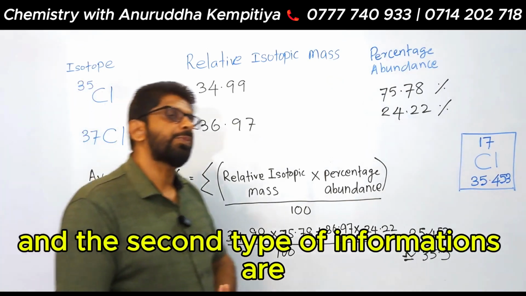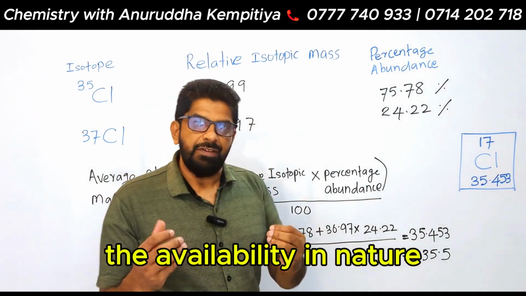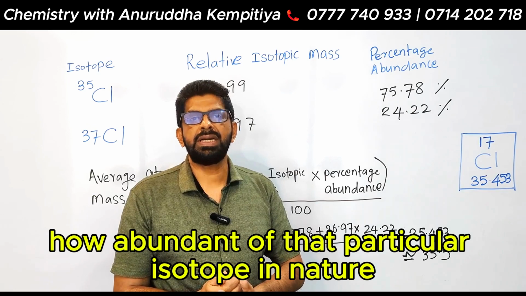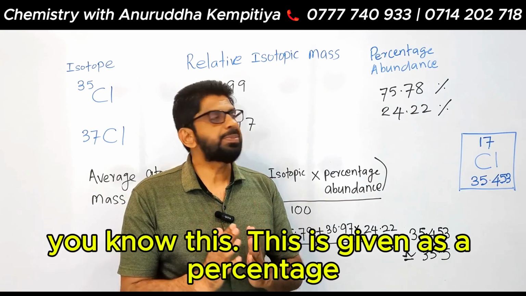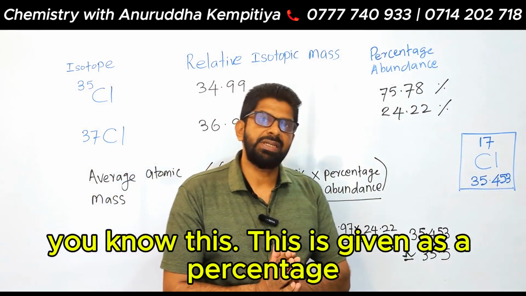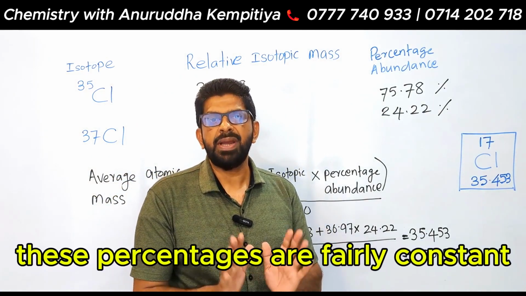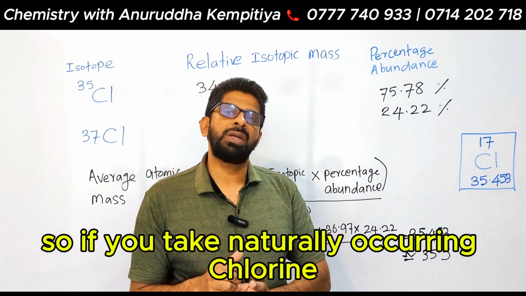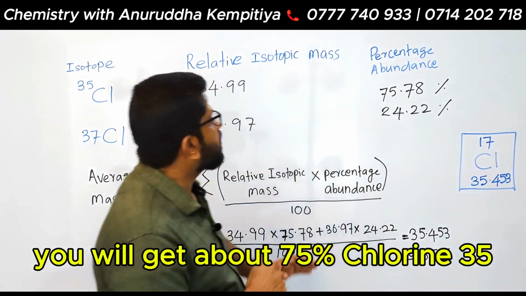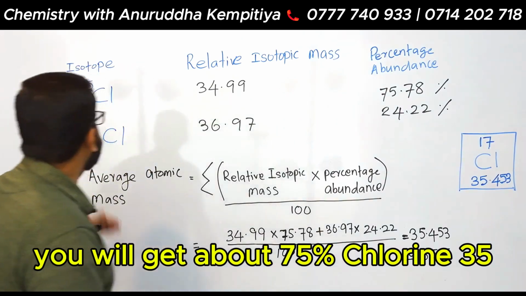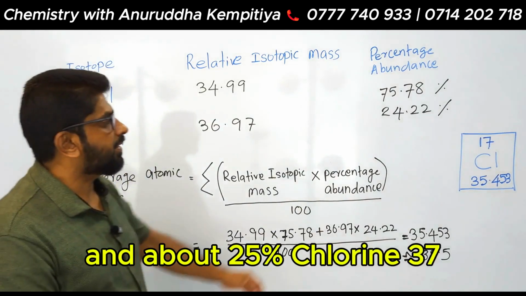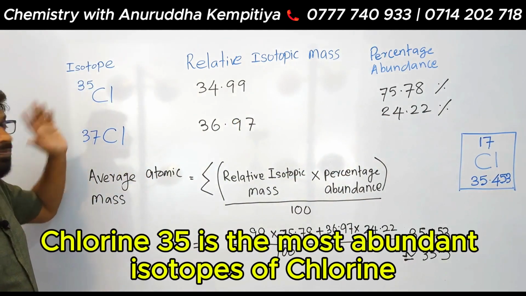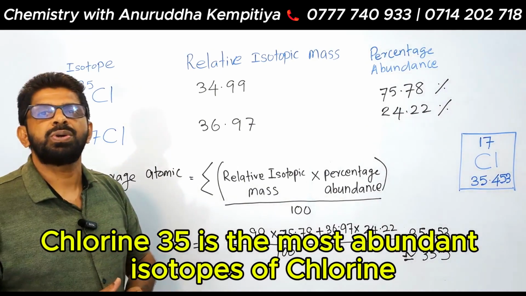And the second type of information is the availability in nature. How abundant that particular isotope is in nature. You know, this is given as a percentage. Well, these percentages are fairly constant all over the world. So if you take naturally occurring chlorine, you will get about 75% chlorine 35 and about 25% chlorine 37. Chlorine 35 is the most abundant isotope of chlorine.